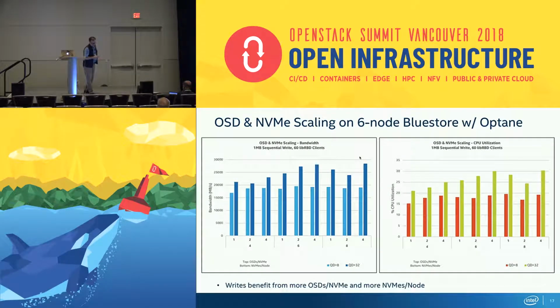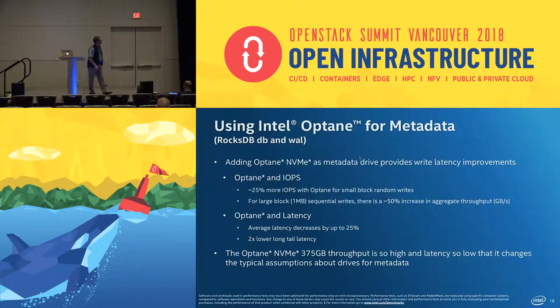So if we go to our 1 meg sequential writes, again, writes are going to benefit by more OSDs in this particular run. So what about using the Optane drives or the 3D Crosspoint for metadata?